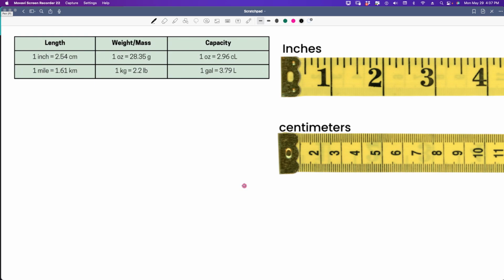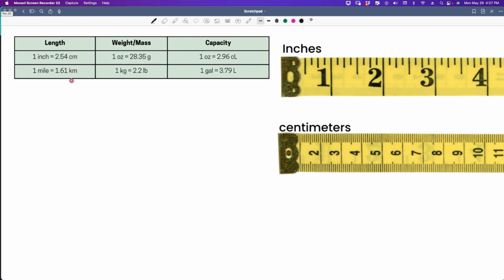Welcome back. We're in lesson 2.3, the conversion between the units. So we've learned about U.S. customary units and the metric system units. Now we're going to learn how to compare one against the other. So what are their equivalent values in relationship to metric versus U.S. customary?